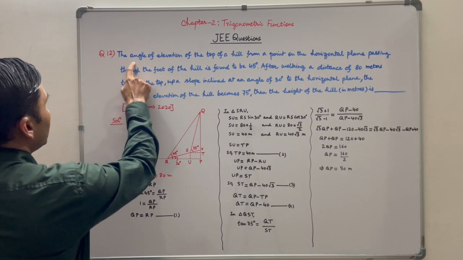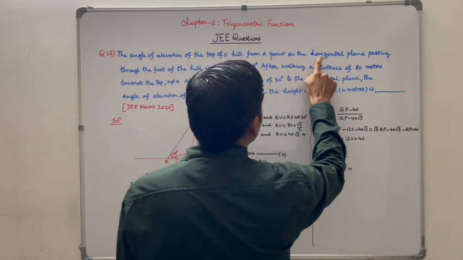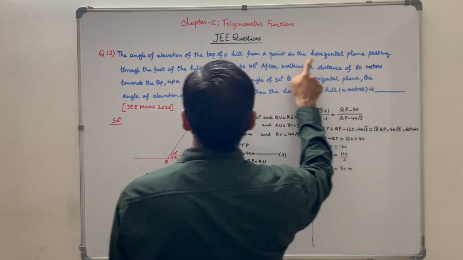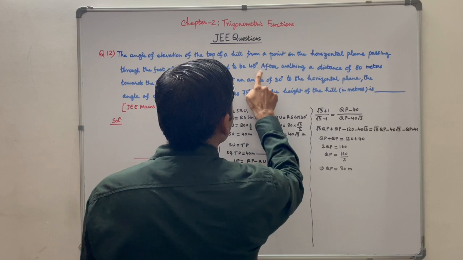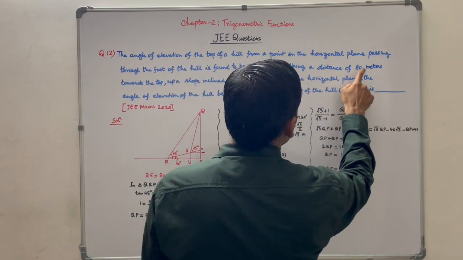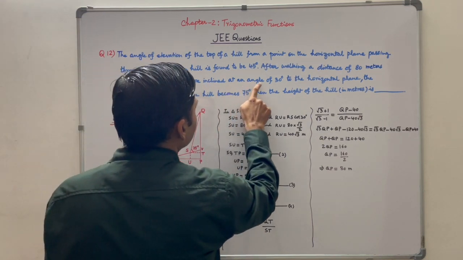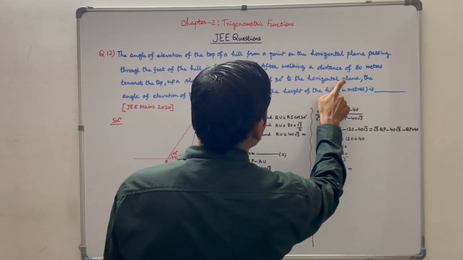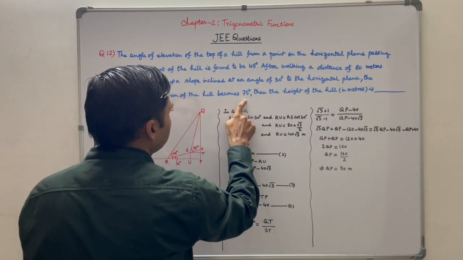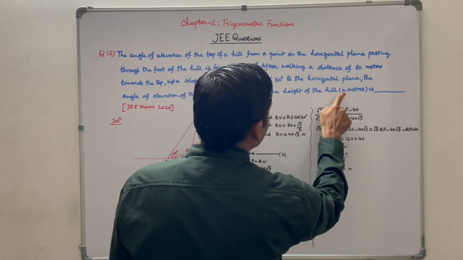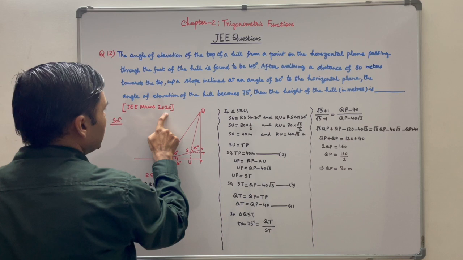Last question. The angle of elevation of the top of a hill from a point on the horizontal plane passing through the foot of the hill is found to be 45 degrees. After walking a distance of 80 meters towards the top, up a slope inclined at an angle of 30 degrees to the horizontal plane, the angle of elevation of the hill becomes 75 degrees. Then the height of the hill in meters is. This question appeared in JEE Mains 2020.